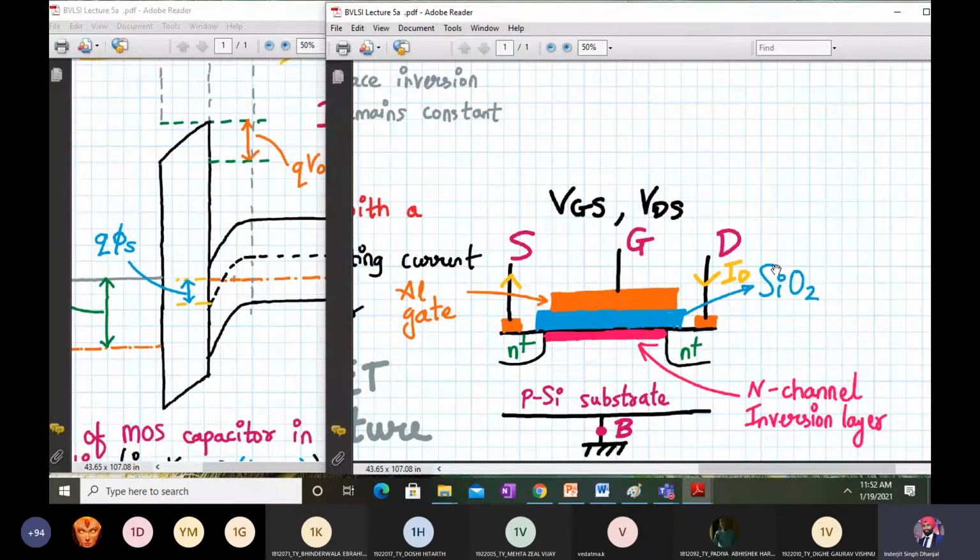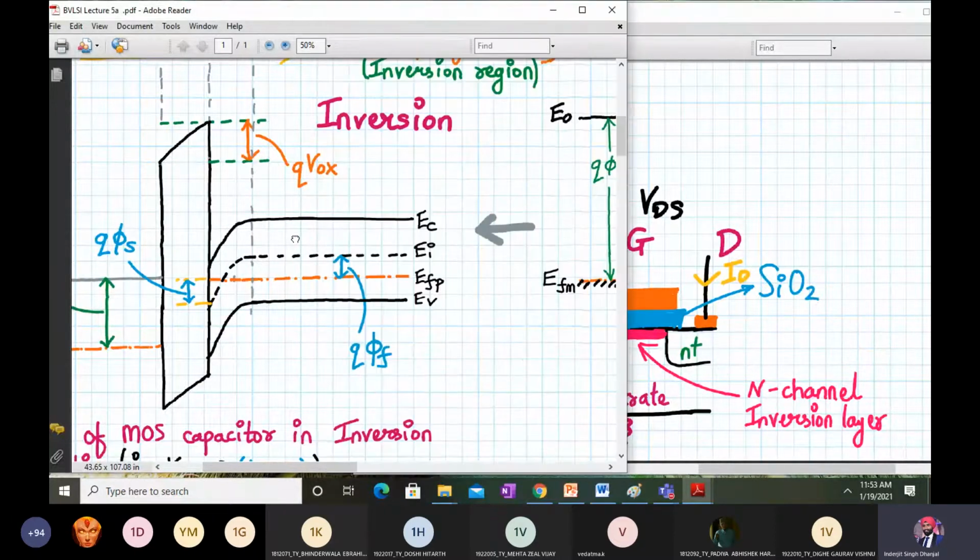And the underlying principle is the creation of the inversion layer, or the N channel. Now remember, if it is an NMOS, we have to select a P silicon substrate. And if it is a PMOS, that is, if we want to create a P channel inversion layer, we have to go for an N-type silicon substrate. So that's a very, very important point to remember.